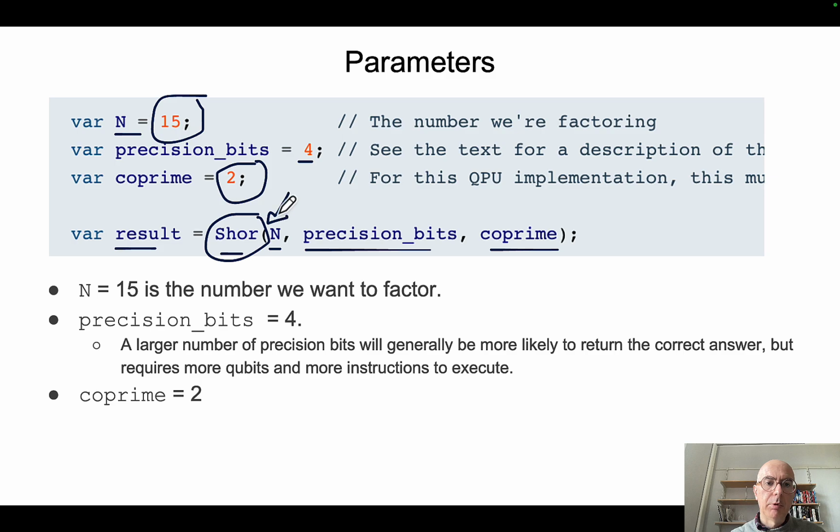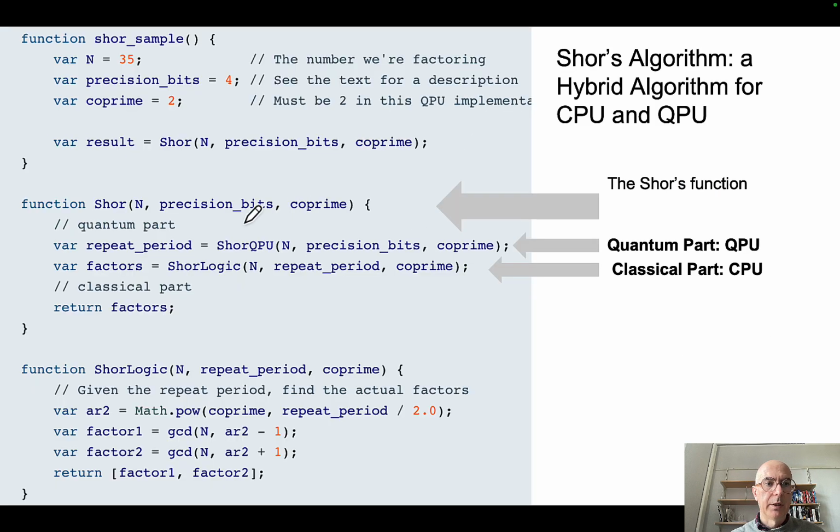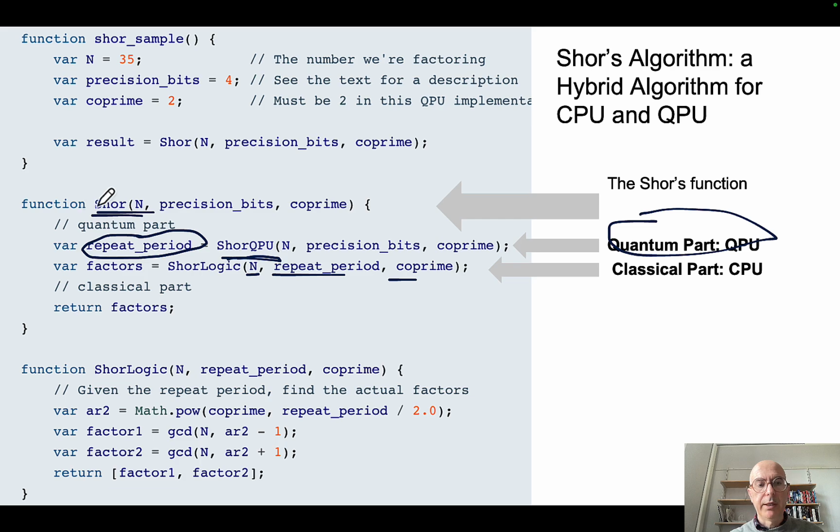So let's look now more deeply at the Shor function. It consists of two main parts. A quantum part that is called Shor QPU. So we are going to run the Shor algorithm on the QPU, and the output of this QPU Shor algorithm will be the calculation of the repeat period. This is the quantum part. The Shor algorithm also has a classical part that consists of calculating the GCD, given as input the repeat period and the coprime.